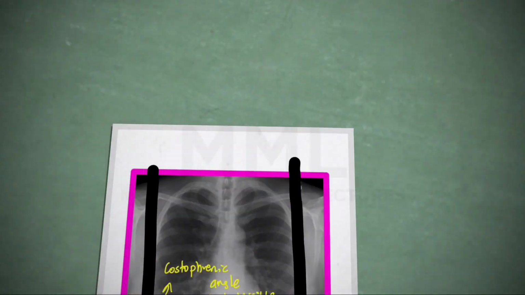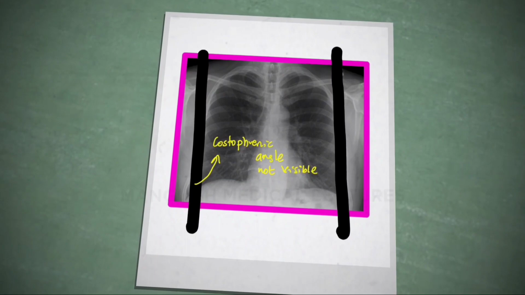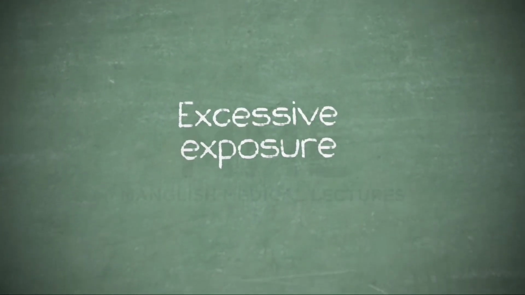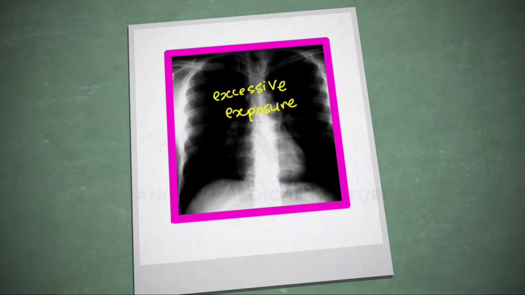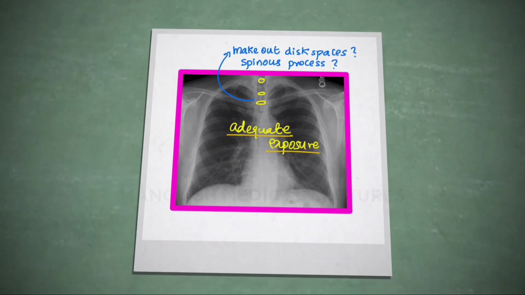Then we come to the picture quality. Can you see everything that is important? Then we move to exposure. We talk about excessive exposure and adequate exposure. How do you define adequate exposure? You should be able to make out the vertebral spaces, disc spaces and spinous process. Then systemic approach, A, B, C, D, E.